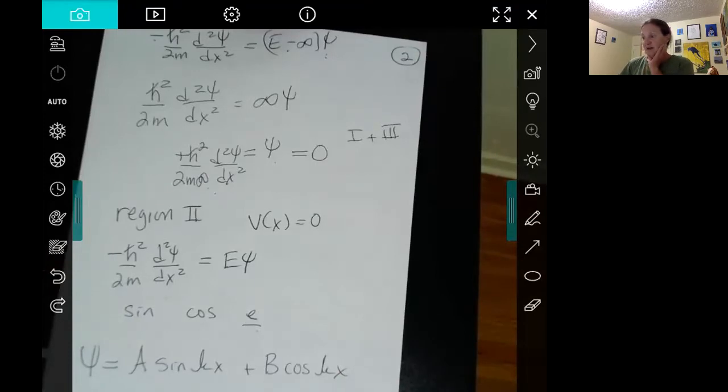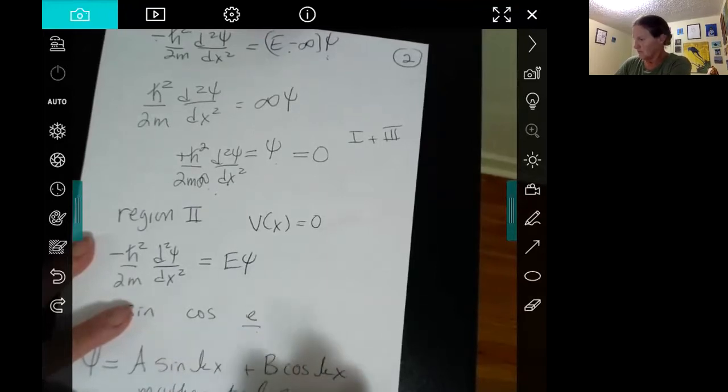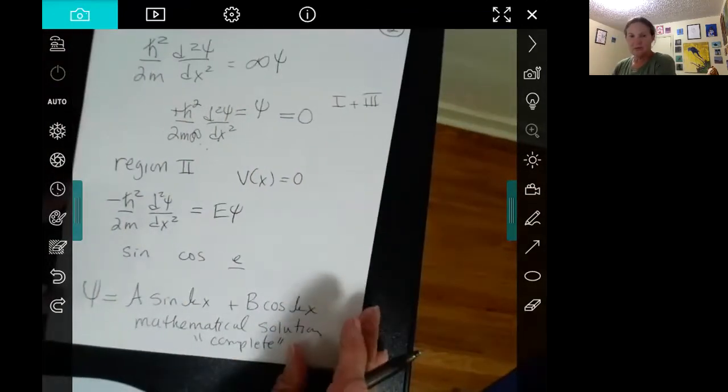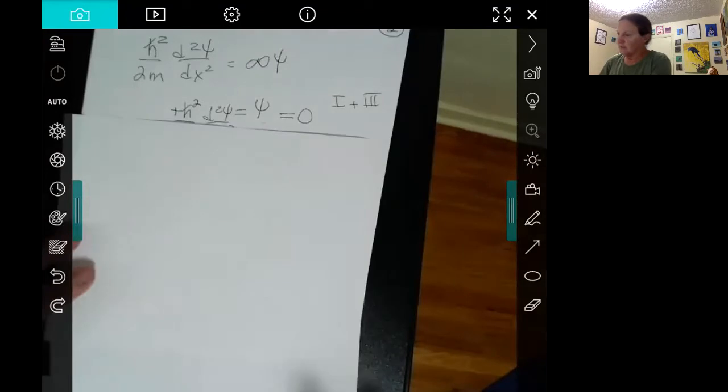So this is the mathematical solution. We want it to be complete at this point. We want it to include every possible mathematical solution there is. But now we want to think about what our boundary conditions allow. So we look at our box again.